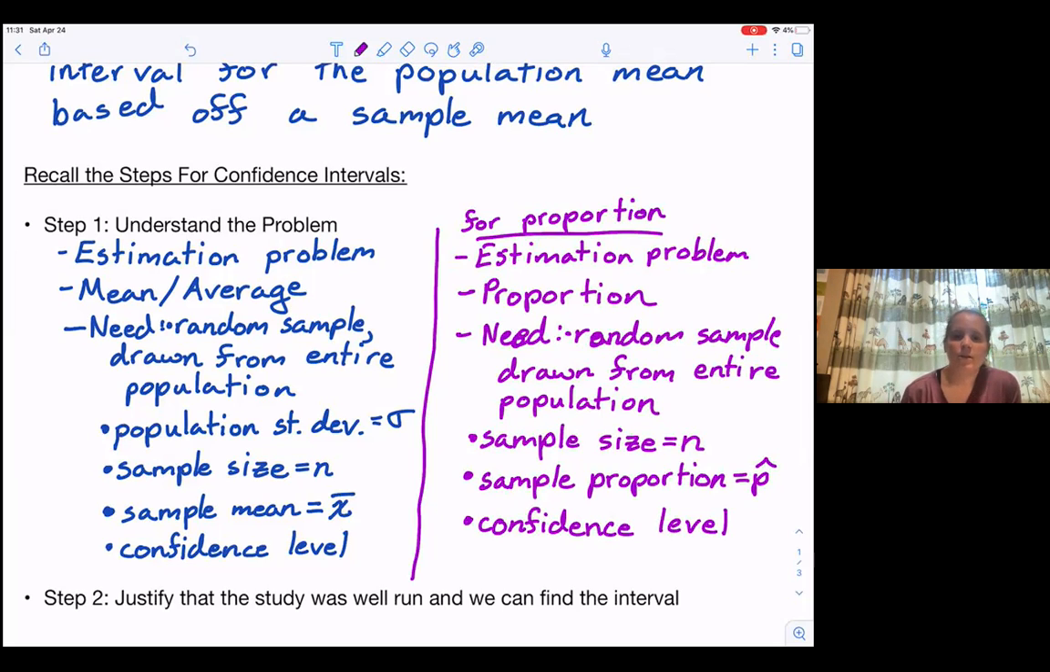The type of information that they will give us in a problem about the mean, we will be given a standard deviation, we will be given a sample mean, as opposed to in a problem about the proportion, we would be given a sample proportion or a number of yeses from our sample.